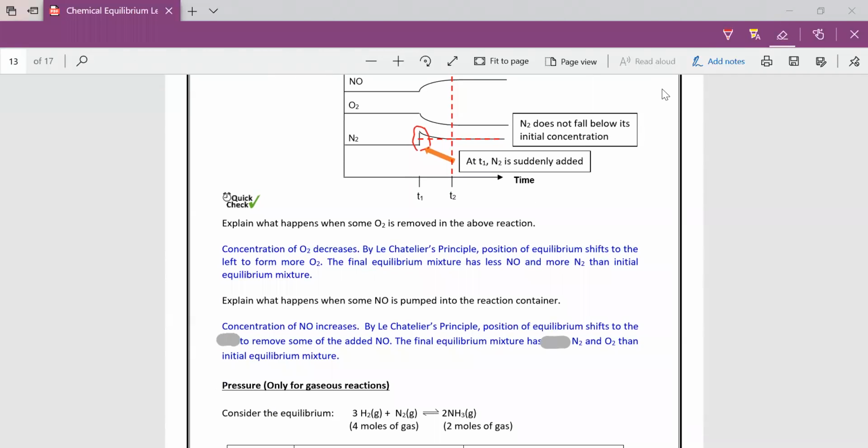What happens when some NO is pumped in? So now we're increasing the product. What happens? Equilibrium again shifts to the left to remove that disturbance, and then the final equilibrium mixture has more of your reactants than the initial equilibrium mixture.